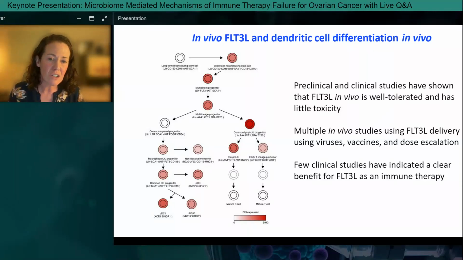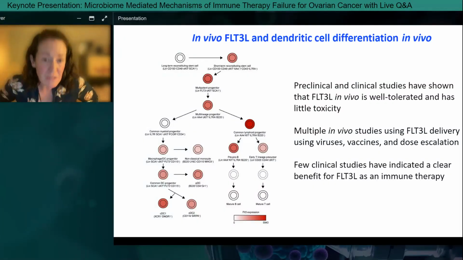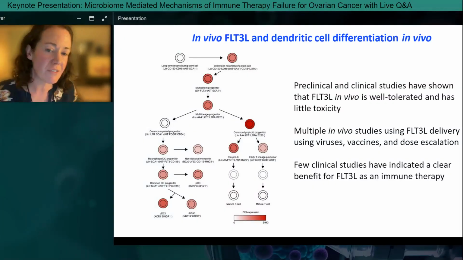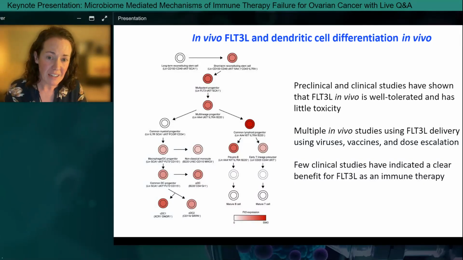And so one strategy that we've decided to use, because we find that these cross-presenting dendritic cells, at least in our TLR5 deficient animals, tend to associate with better response to immune therapy, is an approach that has garnered a lot of attention because in preclinical and clinical studies, if you administer this FLT3 ligand in vivo, inside the body, you get this really robust expansion of these cross-presenting dendritic cells. Preclinical studies have shown that it's actually pretty well tolerated. The issue, though, is that few clinical studies have actually indicated a clear benefit for using FLT3 ligand as an immune therapy.